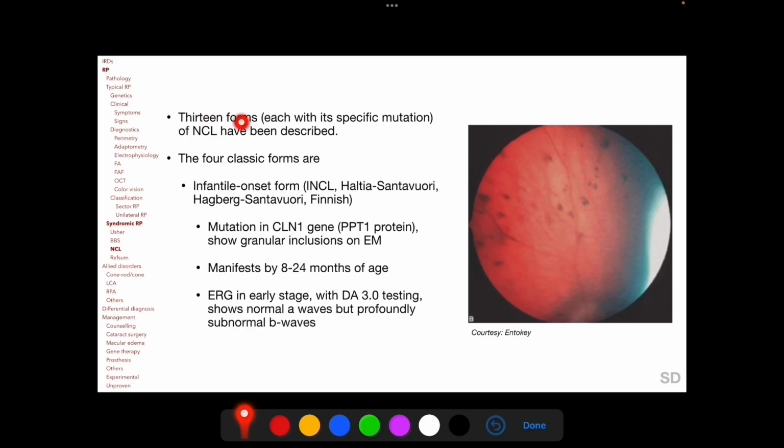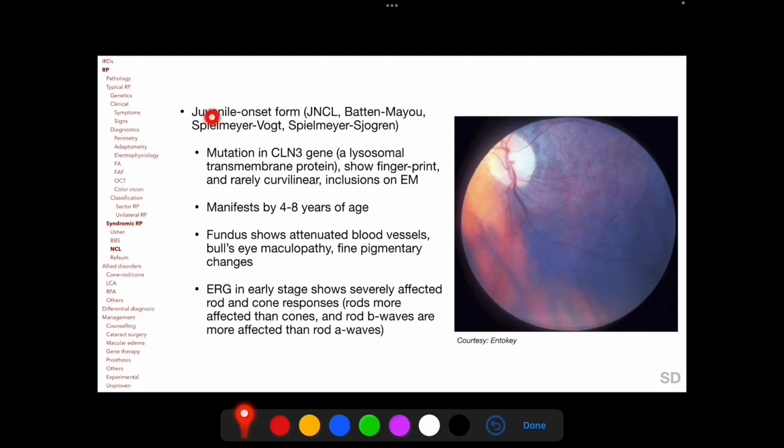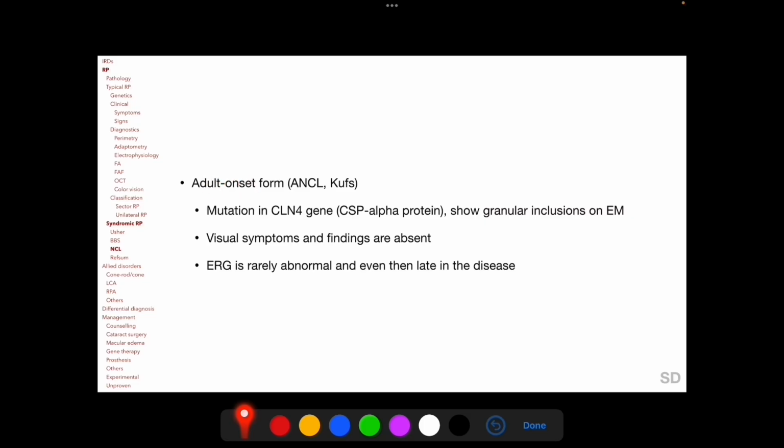13 forms of NCL, each with its specific mutation, have been described, and the 4 classic forms are infantile onset NCL, which manifests by 8 to 24 months of age; late infantile onset NCL, which manifests by 2 to 4 years of age, in which cone ERG responses are affected more severely than rod responses; juvenile onset NCL or Batten-Mayo disease, which manifests by 4 to 8 years of age, in which rod ERG responses are more severely affected than cone responses; and adult onset NCL, in which visual symptoms and findings are absent.